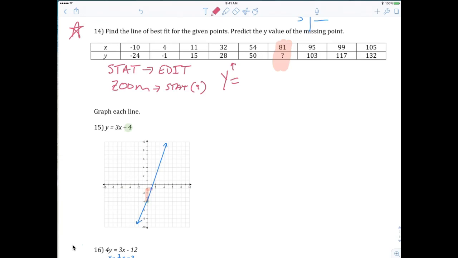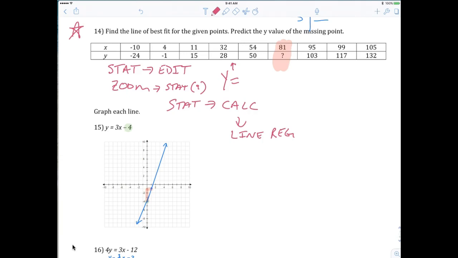Now that you see all the points up on the screen, and if you don't see the points up on the screen, it's okay. Because the most important thing is for you to be able to calculate the line of best fit. To do that, you're going to hit the stat button, and then you slide over to calc, and then you go down to the one that says linear regression.